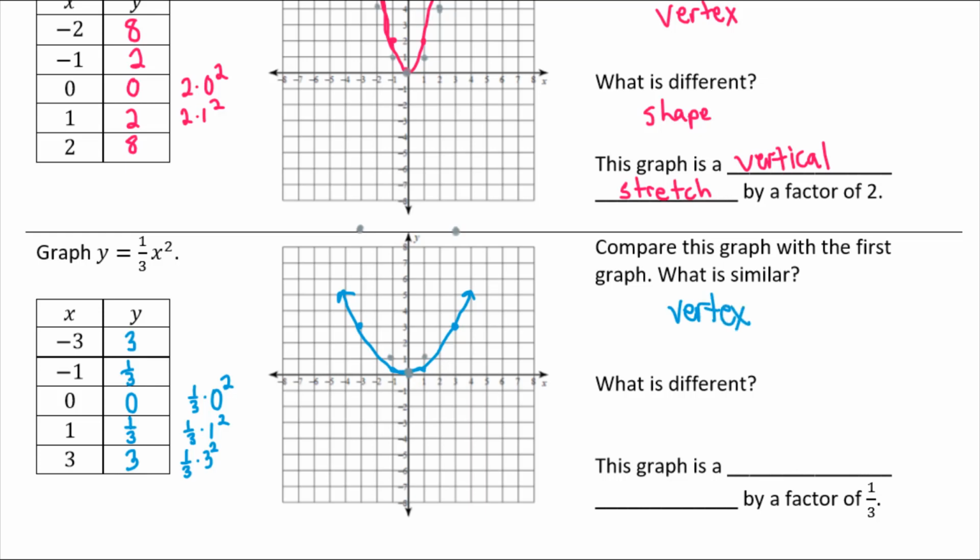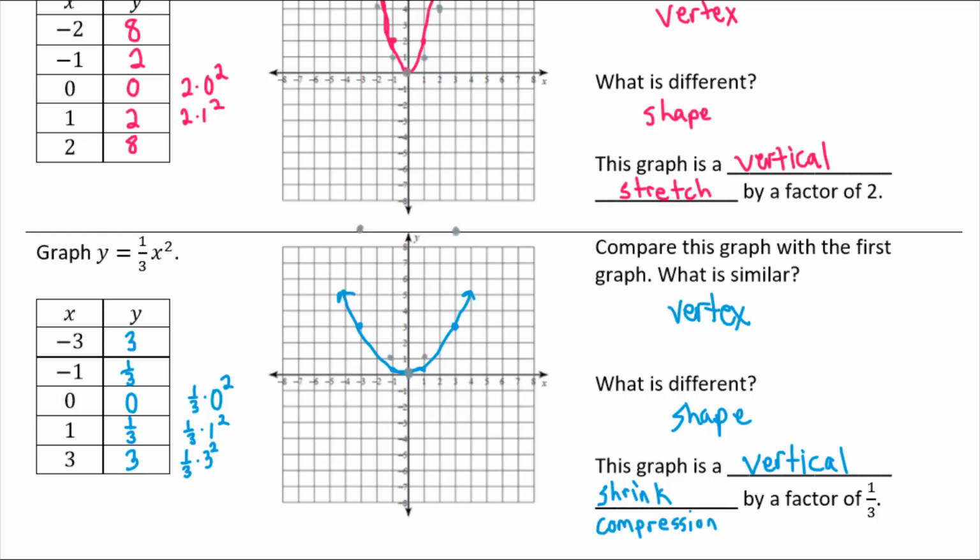So in a similar way to the last one, what's similar is the vertex is in the same place. We didn't move left, right, up, or down, but what's different is the shape. This time we didn't go up faster, we actually are going up slower. And so you might be able to guess what this phrase should be. It's not the word vertical that's going to change, because we're still talking about how things are affected vertically. But instead of it being stretched, the opposite of stretch is, there's a couple words for it. You could use the word shrink, or you could use the word compression. And which of those you use might depend on what your teacher or your textbook prefers.